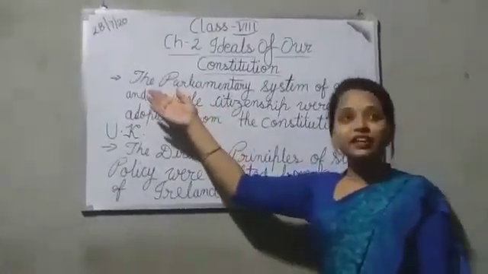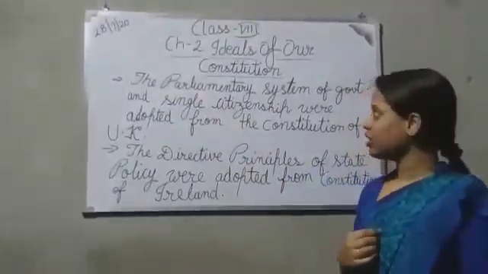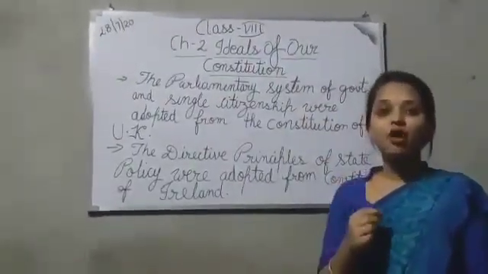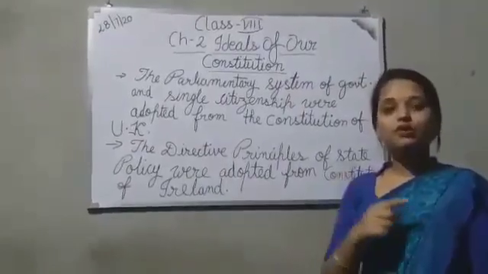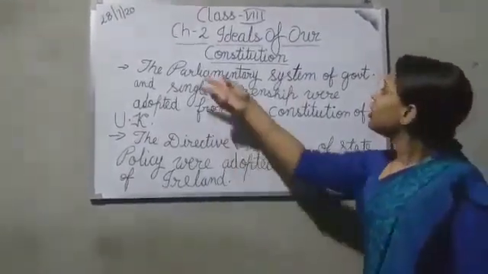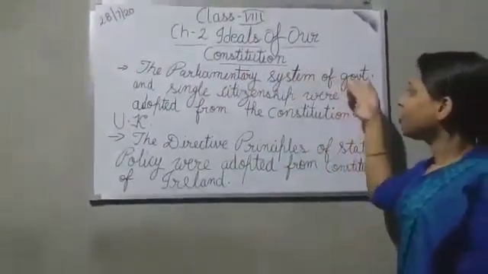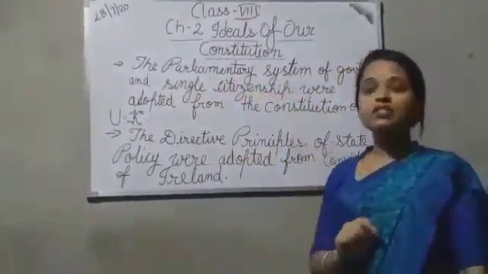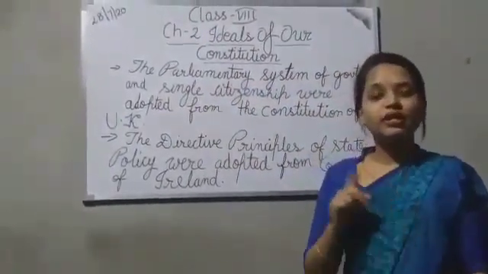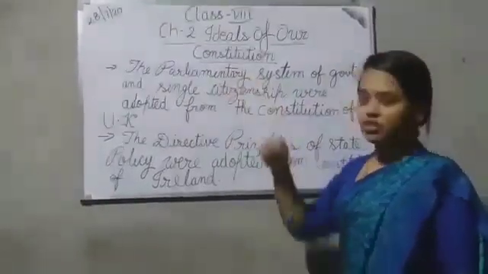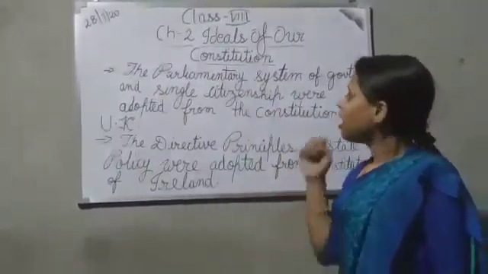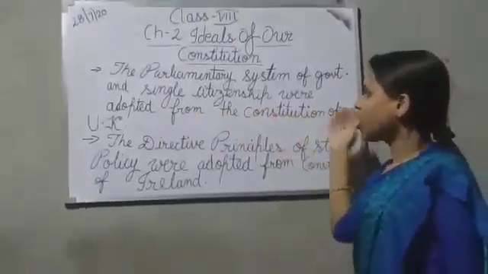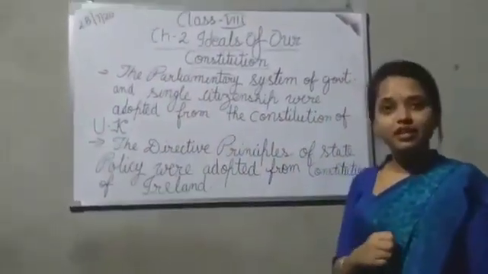Now moving to the second feature of our Indian Constitution, the parliamentary system, meaning the system of both the houses, Lok Sabha and Rajya Sabha. So the parliamentary system of government and single citizenship, meaning one person, one vote. These two features of Indian Constitution were adopted from the Constitution of UK, the United Kingdom.